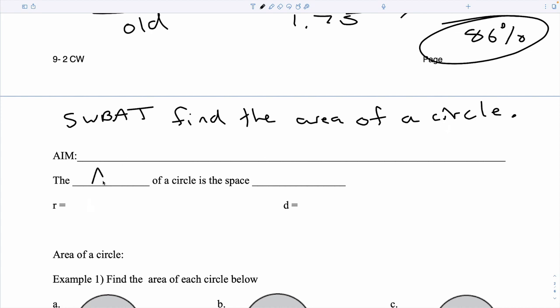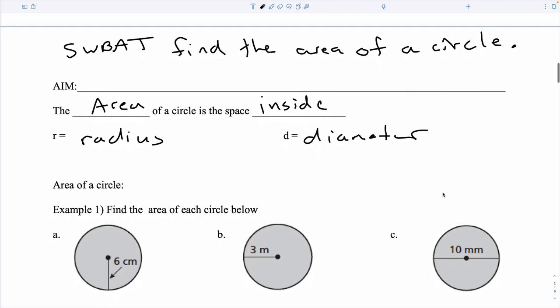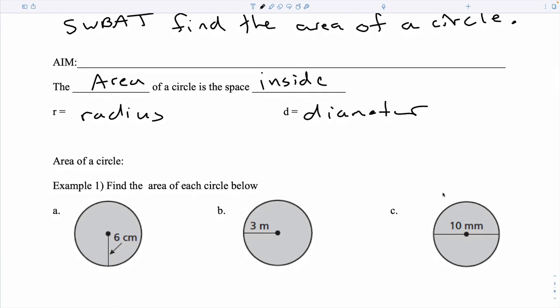Okay. The area of a circle, unlike the circumference, which is the outer edge, is the space inside the circle, kind of like the area of a triangle. Have you guys done area of a square in 4th grade? Yeah, it's the same thing, just a circle this time. The R stands for radius. The D stands for diameter. When you deal with area, we do not use diameter ever. Unlike the circumference, you have to use the formula.